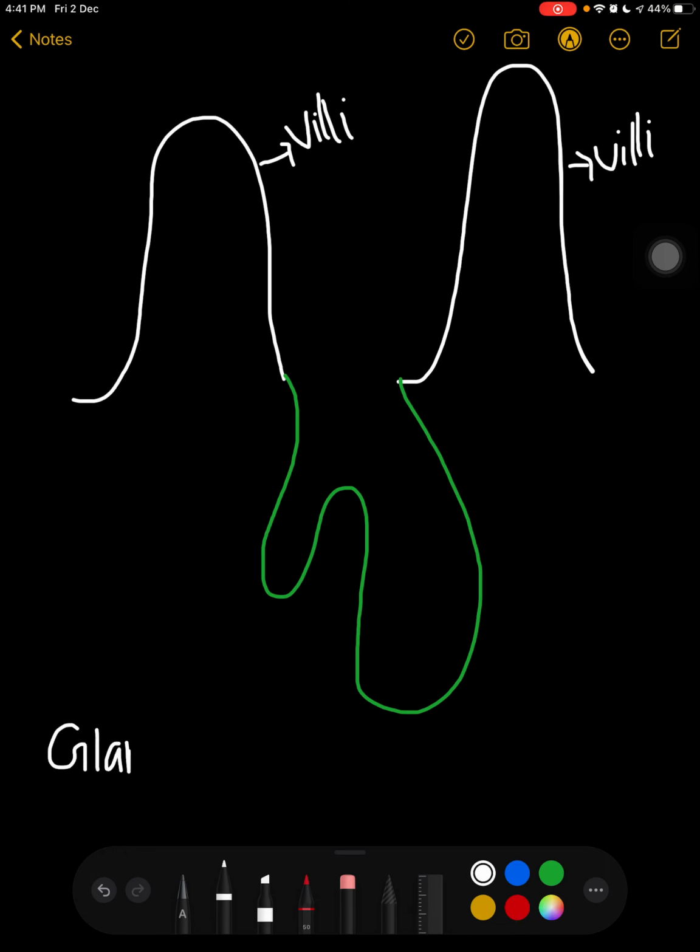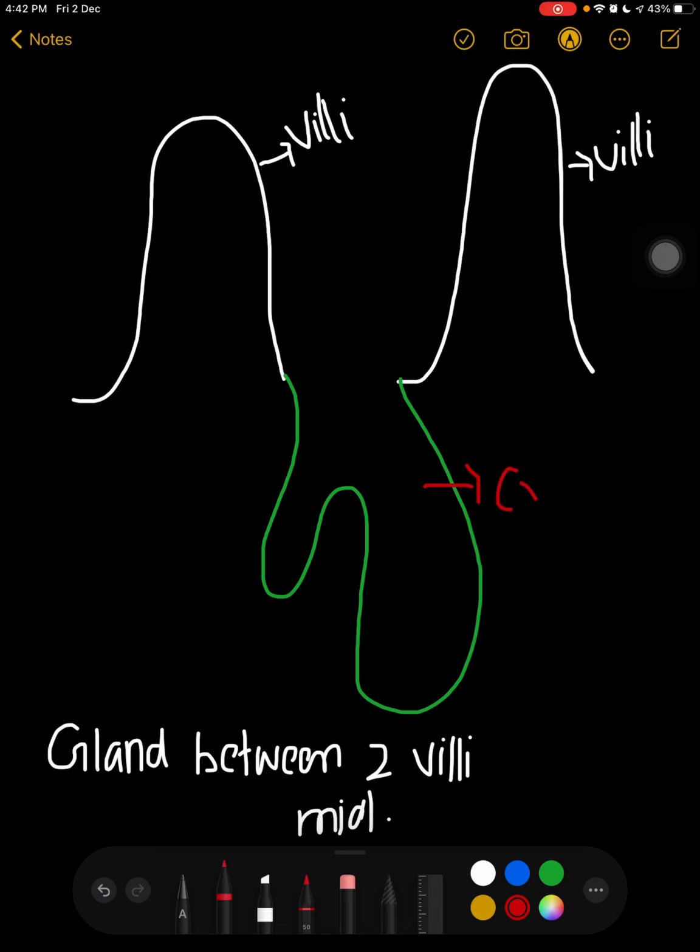In the middle between two villi, there is a gland which is known as crypts of Lieberkühn. Why is it named crypts of Lieberkühn? Because it is not visible over here, it is quite hidden. So that's why we say this is known as crypts of Lieberkühn. What does crypts mean? Crypts means something which is hidden.